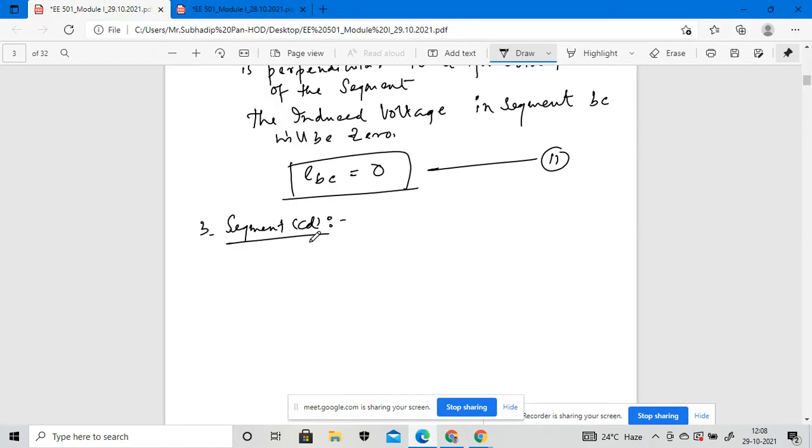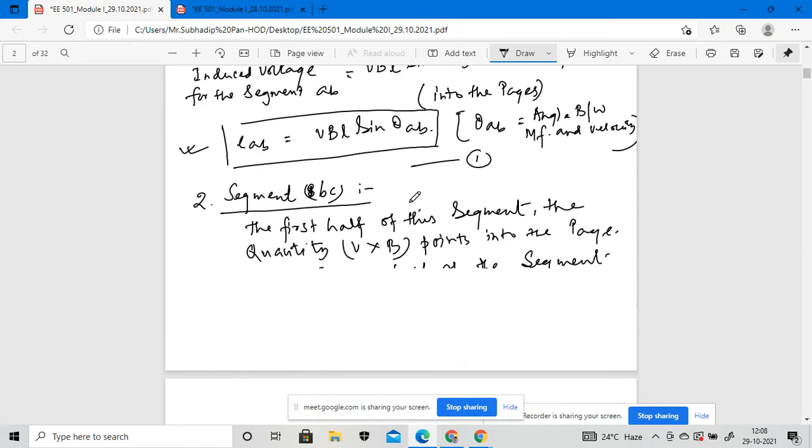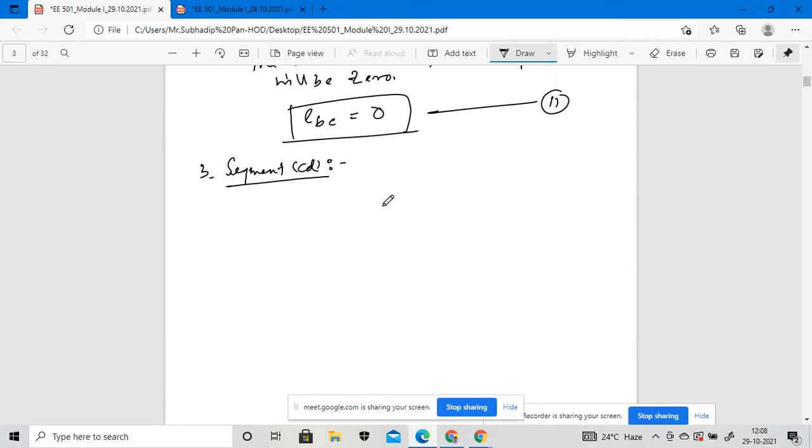So in the particular segment CD, that means the third segment, we will take this particular segment into consideration, right? In this segment, the velocity of the wire is tangential to the path of the rotation, just the same as the segment AB, while the magnetic field B will be pointing to the right. So the quantity v into B points into the pages, which is the same direction as the segment CD. Therefore, what will be my induced voltage for the segment CD?